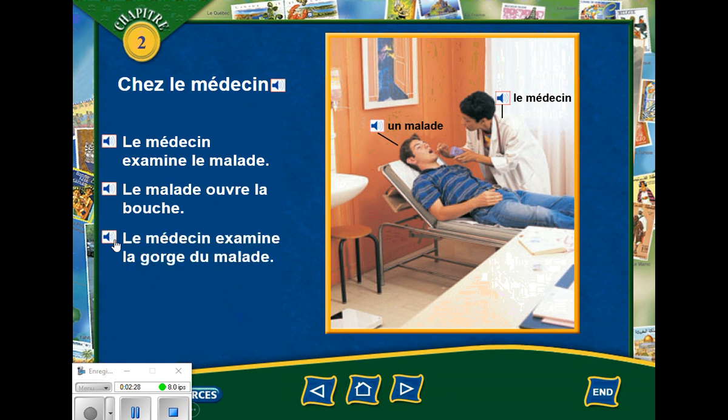Le médecin examine la gorge du malade. The doctor examines the throat of the patient. This du, if you'll recall, is a contraction of the words de and le. This is masculine, un malade. So my article would be le malade. But I want to say of the patient, so I need de and le become du. The doctor examines the throat of the patient.